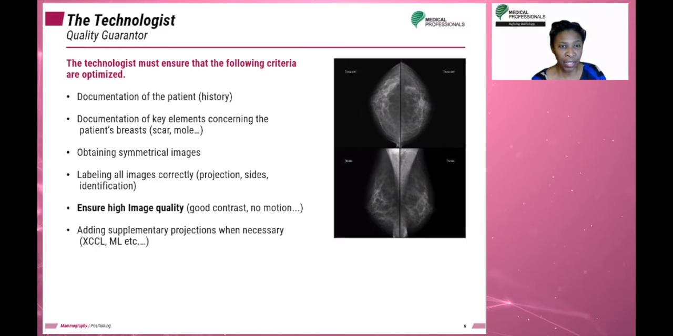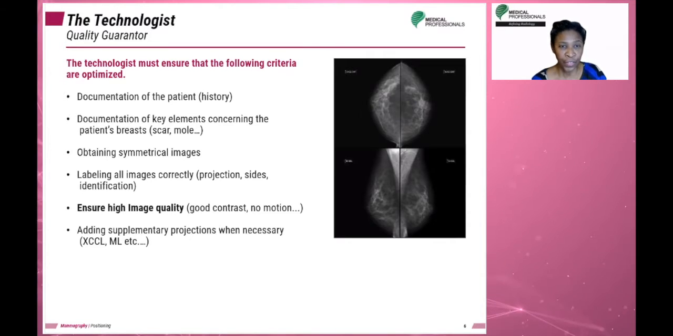Another thing to check is for any type of implants. Most of the time, the implant can be either saline or silicone. That has to be documented, but it could be a TRAM flap. Again, depending on the policy of your facility, maybe you can image the TRAM flap or maybe not. So these are some of the things that you need to document.